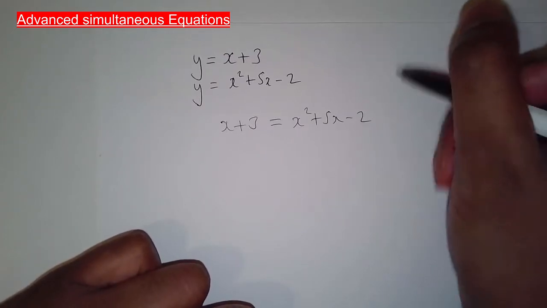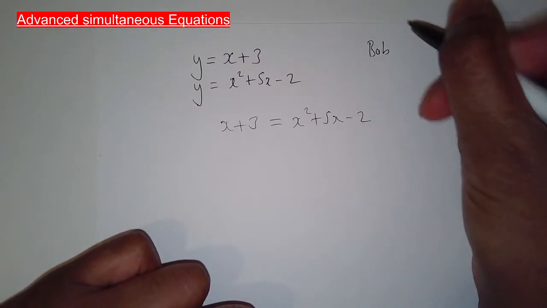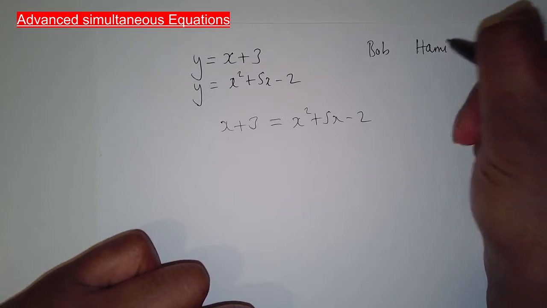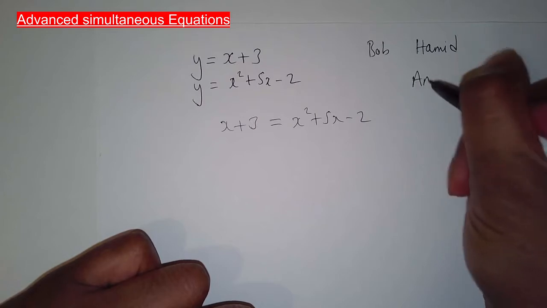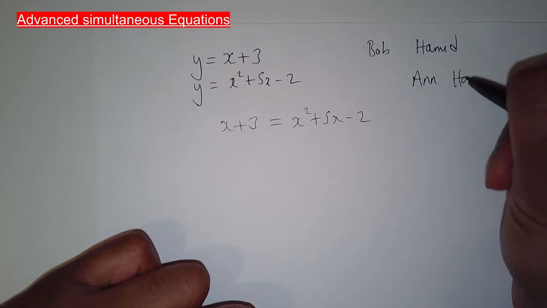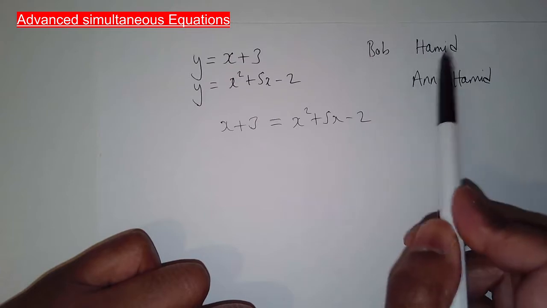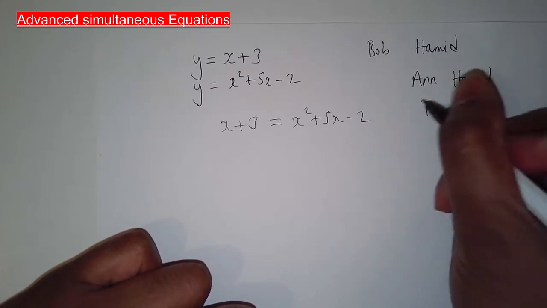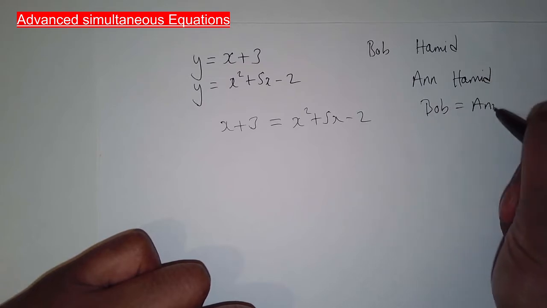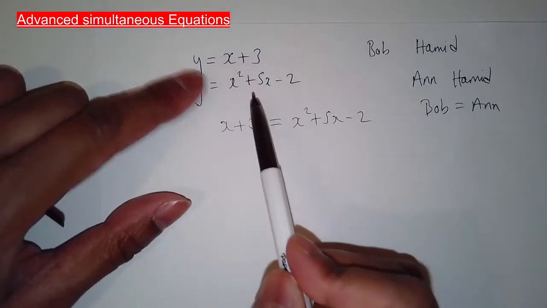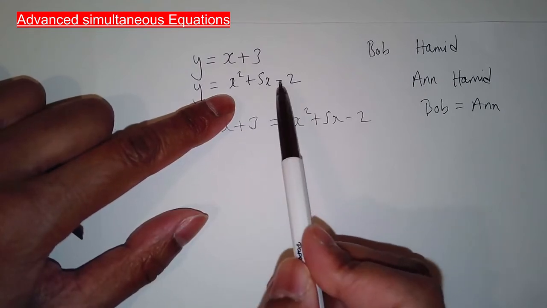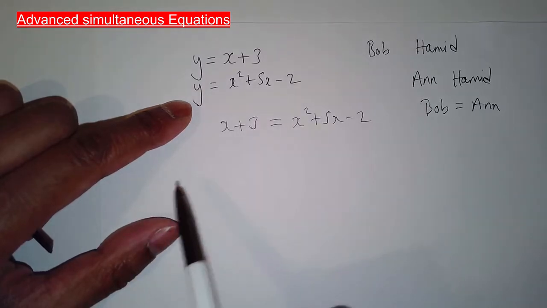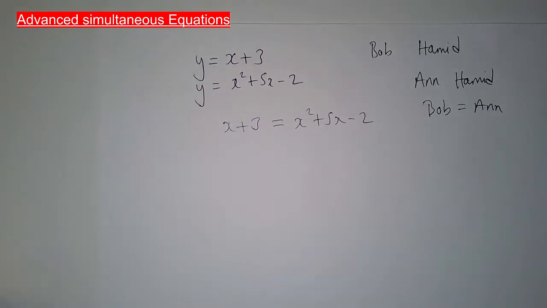That's like saying if, for example, Bob is the same age as, let's say, Hamid, and Anne is the same age as Hamid, that means Bob is the same age as Anne. Well, that's what I've done. x plus 3 is equal to y, and also x squared plus 5x minus 2 is equal to y. So that means that is equal to that. Bob is equal to Anne, just as an example.